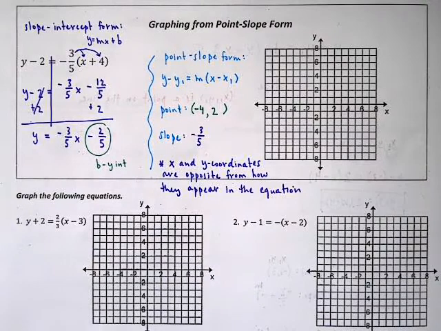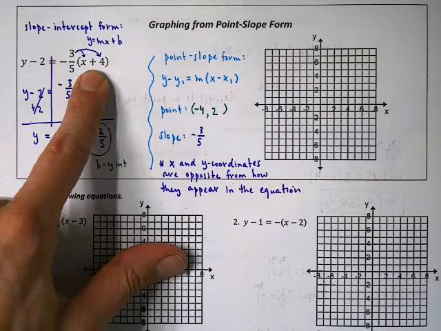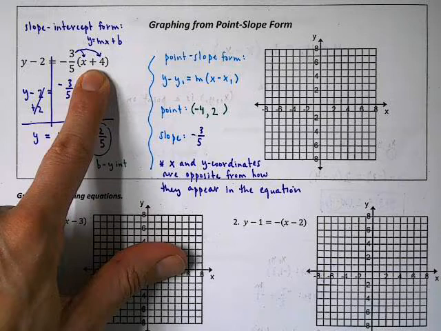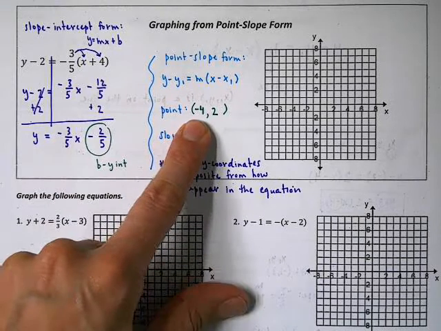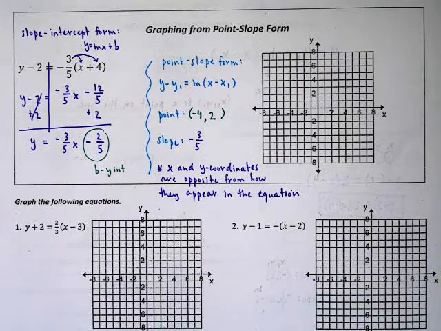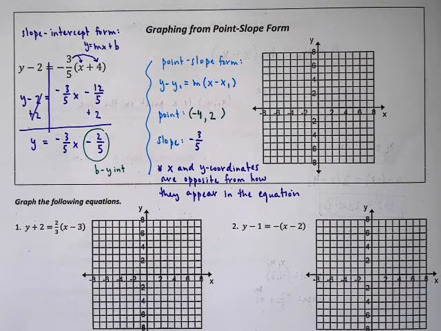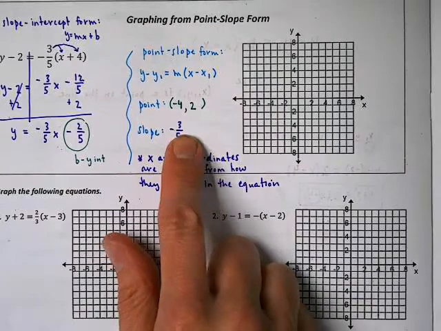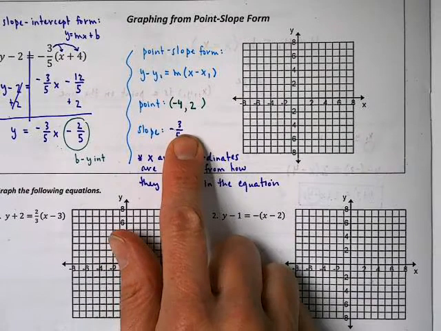And again, what I mean by that is when we were looking at our x-coordinate, it looks like a positive 4, but in our point, it's actually a negative 4. Okay. So now I know a point and I have my slope. So now our job is to graph it.